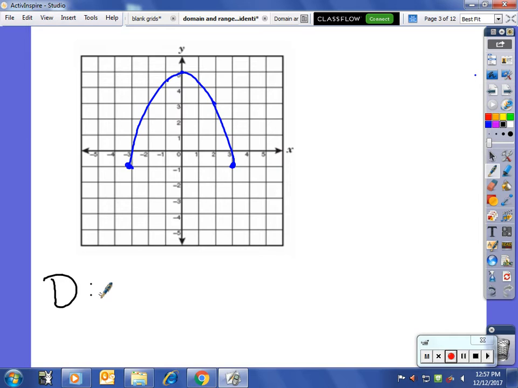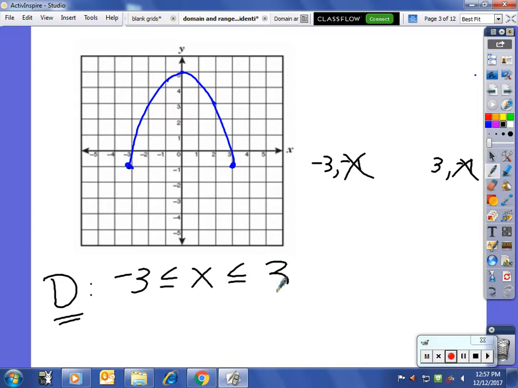So if you're trying to identify domain on a picture, you need to look at the furthest point to the left and the furthest point to the right. My furthest point to the left is at -3, -1. My furthest point to the right is at 3, -1. And if I'm talking about domain, that means I don't care about the y's, I care about the x's. What's the lowest x value? -3. What's the highest? 3. So I would write -3 is less than or equal to x is less than or equal to +3.